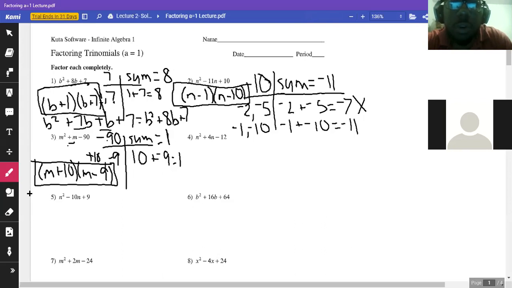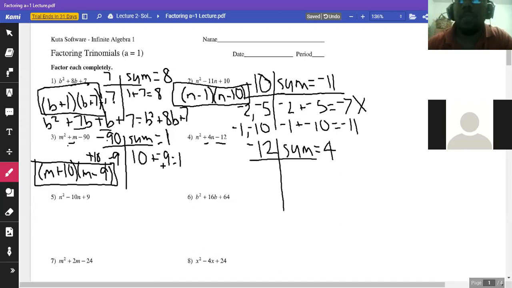Okay, so number 4, I'm trying to find two numbers that multiply to give me -12, that number on the end right there, and that add to give me +4, that number in the middle. So let's see, if I'm trying to find two numbers that multiply to give me -12 and add to give me 4, anyone have any idea what that might be? Well, if you thought 6 and -2, you'd be exactly right.